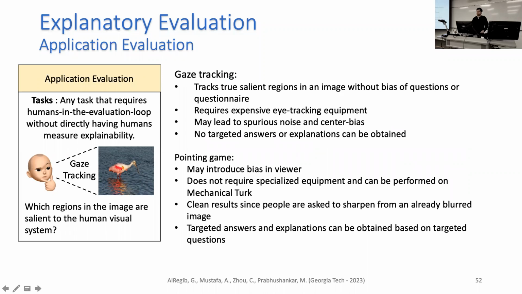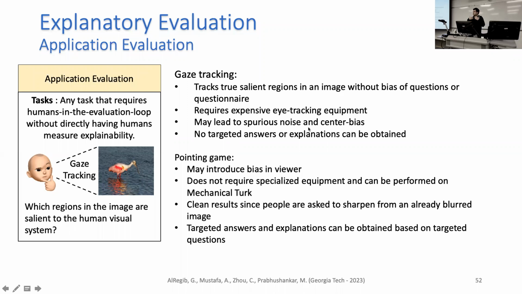So there's some good things about this kind of application evaluation, which is that you are removing the bias with humans when it comes to which one is better than the other. The subjectivity is being removed, but you're adding a different kind of a problem, which is that for each application, the way you want to interpret your explanation is going to be different. Now, gaze tracking, for instance, would have required expensive eye tracking equipment, but more importantly, it may lead to spurious noise and center bias.